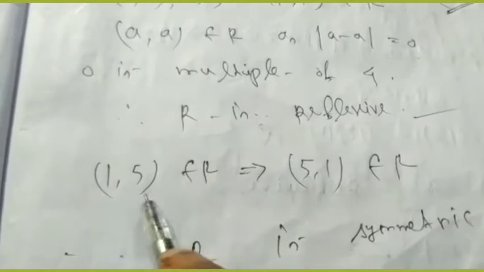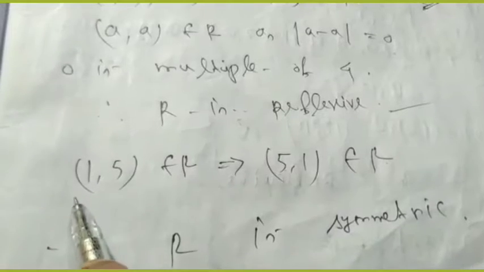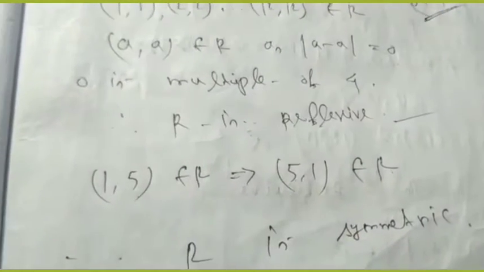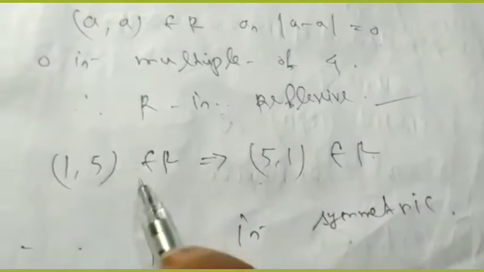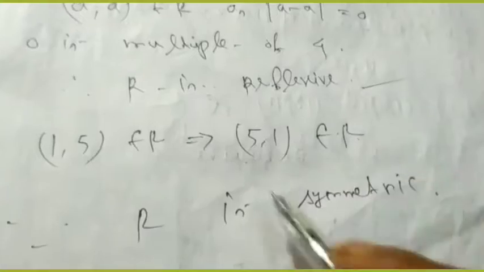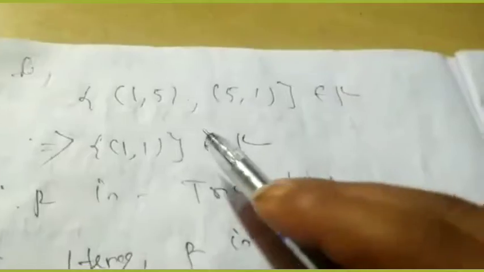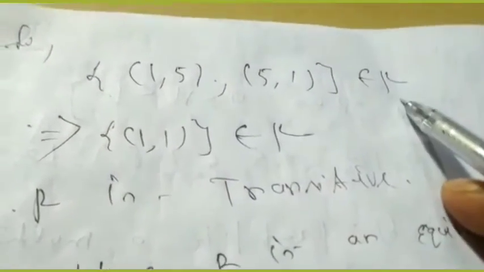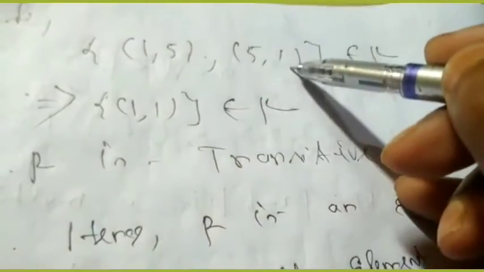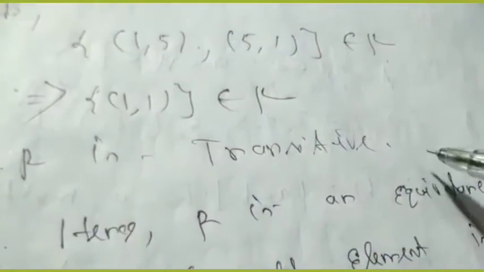Now (1,5) belongs to R. For symmetry we know that if (1,5) belongs to R, then (5,1) should belong to R. So a is in the first position, b in the second position; for symmetry, b should be in the first position and a in the second position. So if (a,b) belongs to R, then (b,a) also exists here. So that's why it is symmetric. Again, we know that (1,5) and (5,1) also belong to R, and in the relation they exist. So (1,1) should belong to R, and we know (1,1) is also in the relation. That's why R is transitive.